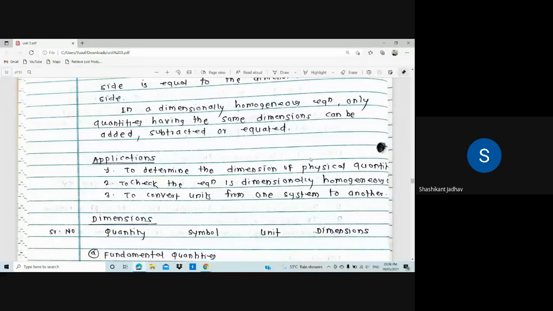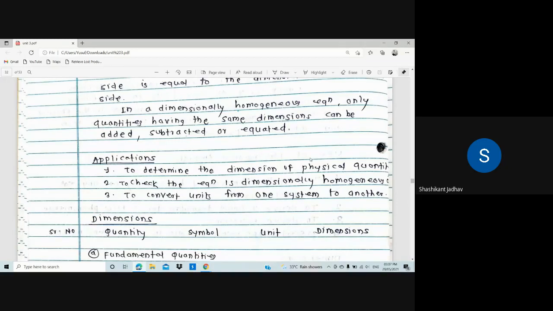Then write down the applications of this dimensional homogeneity: to determine the dimensions of the physical quantity, to check the equation is dimensionally homogeneous, or to convert units from one system to another system. So these are the applications of dimensional homogeneity. Write down applications of the dimensions. Write down first, to determine the dimension of a physical quantity.